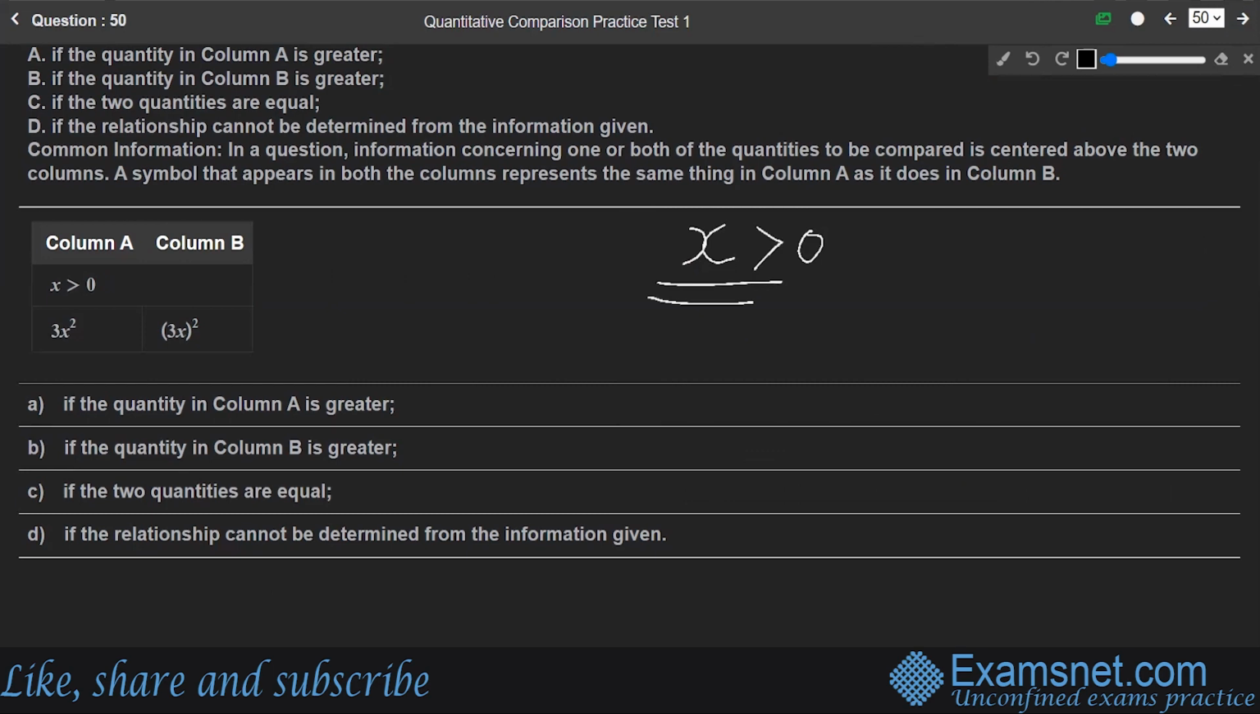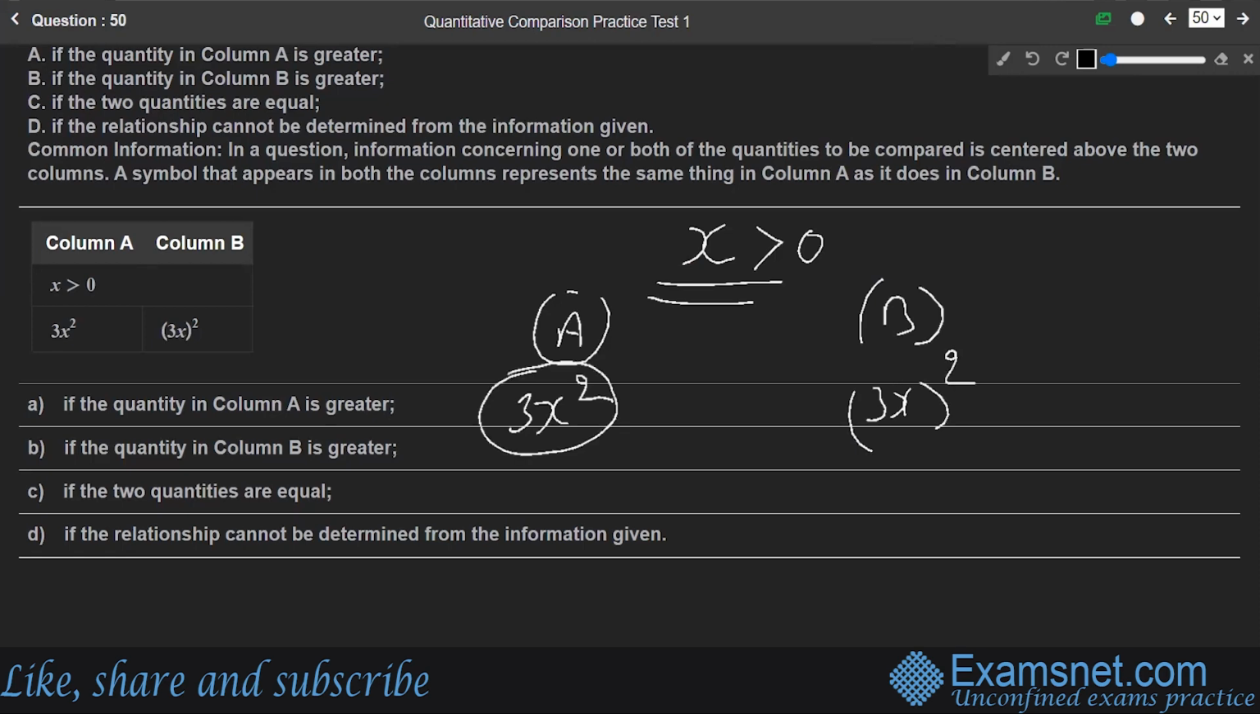Now column A has the expression 3x square, and column B has the expression 3x whole square. There is nothing to be solved in 3x square; that is the final form. If we solve 3x whole square, it is nothing but 9x square. So now we are supposed to compare 3x square and 9x square and find out which one is greater.